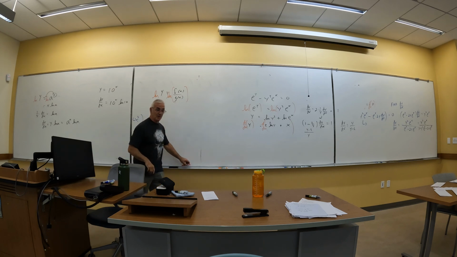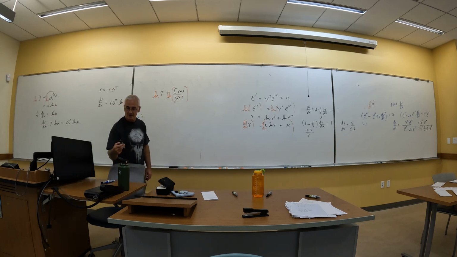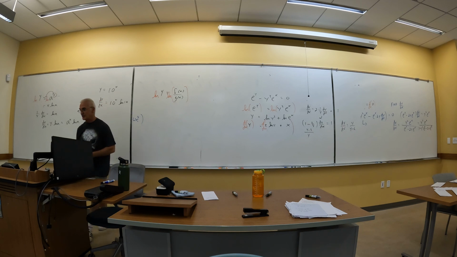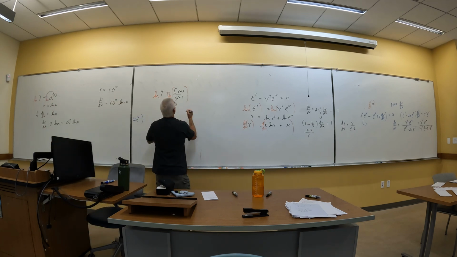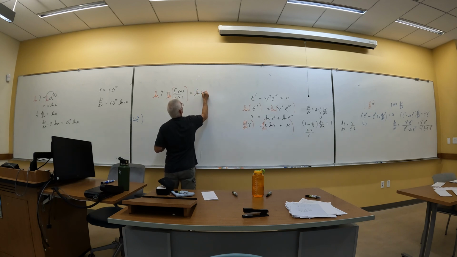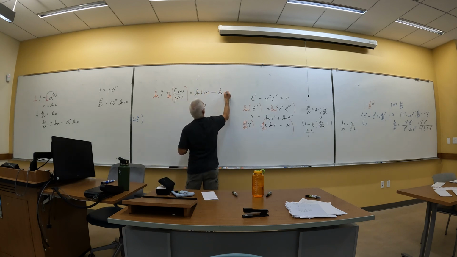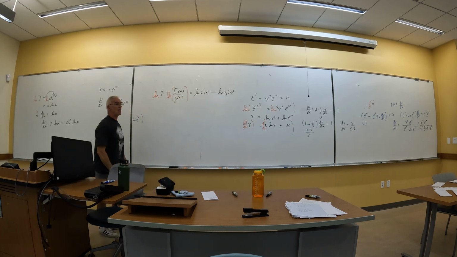Now I have to be careful when I rewrite the right side. I've got to have the rule correctly. The log of a quotient is the difference of the logs. Okay, I haven't done any calculus yet. Now I want to differentiate both sides with respect to x.